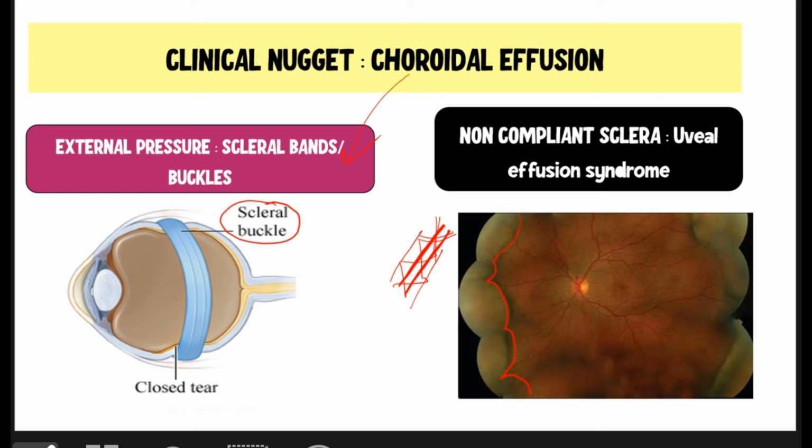Okay, so two reasons that you can get a choroidal effusion are an external pressure, which is impeding the venous drainage of the vortex veins, or sometimes the sclera itself is damaged or non-compliant, impairing the posterior segment drainage.